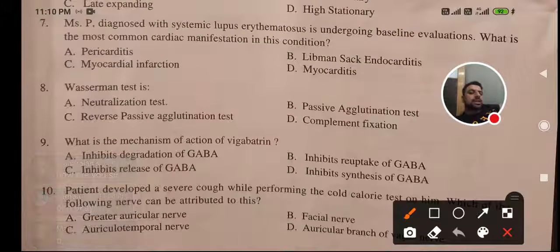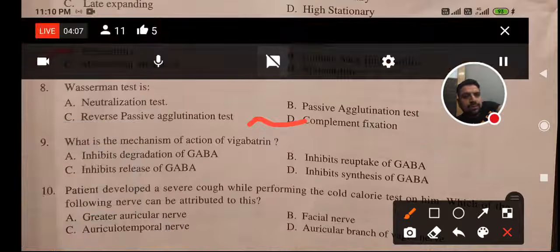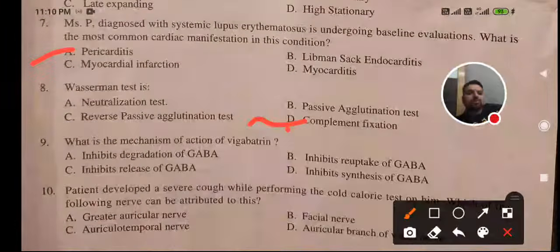Wassermann test is for complement fixation. Wassermann test is for complement fixation. So I hope it's clear now.